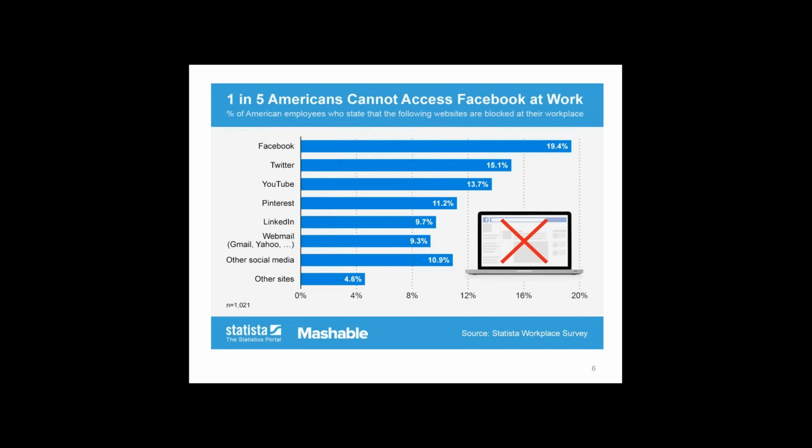Now we have statistics by Mashable. It says that 1 in 5 Americans cannot access Facebook at the workplace. Isn't that surprising? Let's analyze the statistics. Facebook is blocked for 19.4% of people. Twitter is blocked for 15.1%, YouTube for 13.7%, Pinterest for 11.2%, and the rest like LinkedIn, Gmail, Yahoo, and other social media for 10.9%.